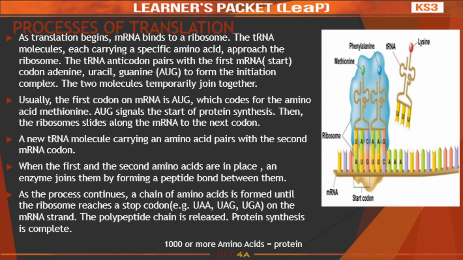Then, the ribosome slides along the messenger RNA to the next codon. A new tRNA molecule carrying an amino acid pairs with the second mRNA codon. When the first and the second amino acid are in place, an enzyme joins them by forming a peptide bond between them. As the process continues, a chain of amino acids is formed until the ribosome reaches a stop codon. Examples of stop codons are UAA, UAG, UGA on the mRNA strand. The polypeptide chain is released. Protein synthesis is completed.